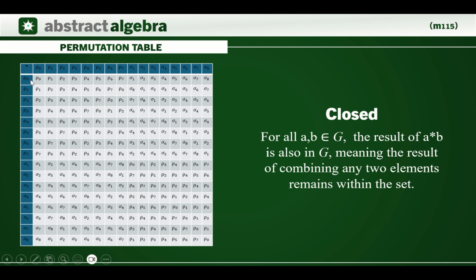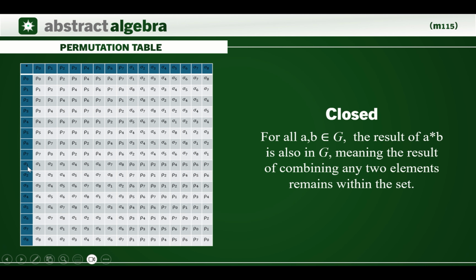So let's try if it's closed. We are going to perform a binary operation on two elements based on this table. Let's try rho sub 0 star rho sub 2 equal to rho sub 2. So rho sub 2 is also in our set. Rho sub 2 star rho sub 6 is equal to rho sub 0. So rho sub 0 is also in our set.